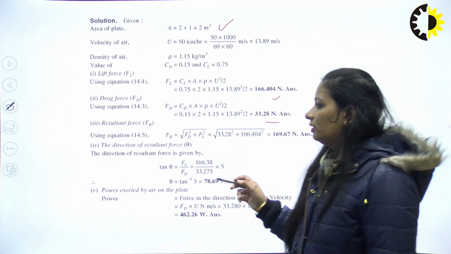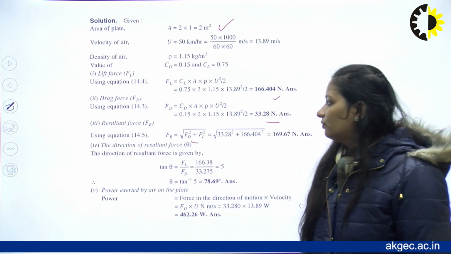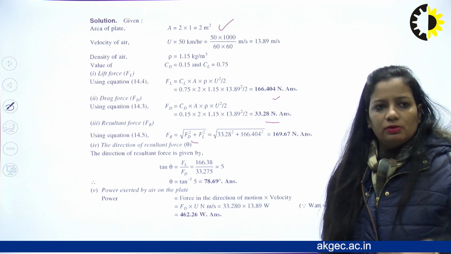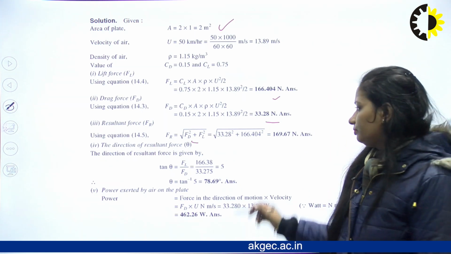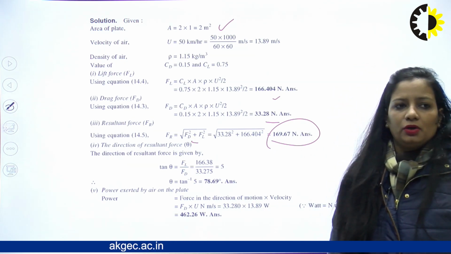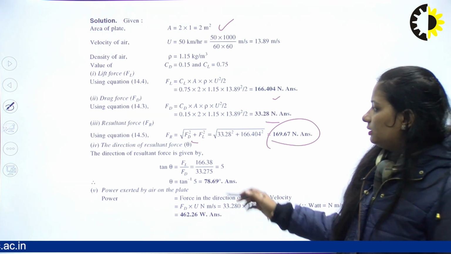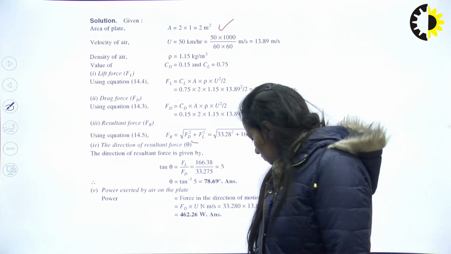Now the third question was to find the resultant force. We know very well how to calculate the resultant force: simply root over FD square plus FL square. You can get it as 169.67 Newton.